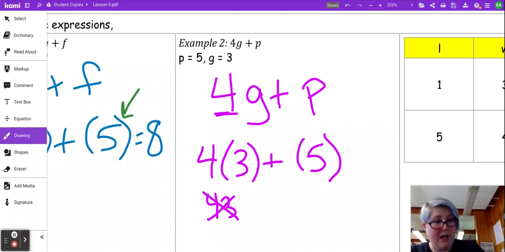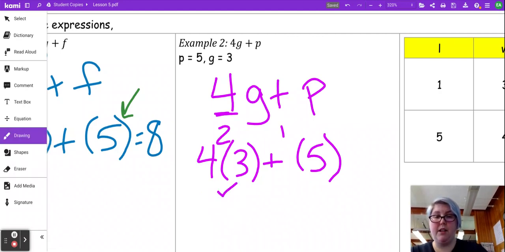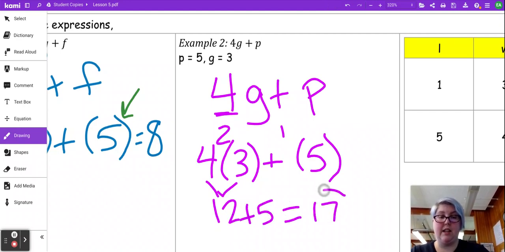So now we just use our order of operations. We know that multiplication is a 2 and addition is a 1. So we simply do 4 times 3, which is 12, plus 5 will give you 17. That's our answer.